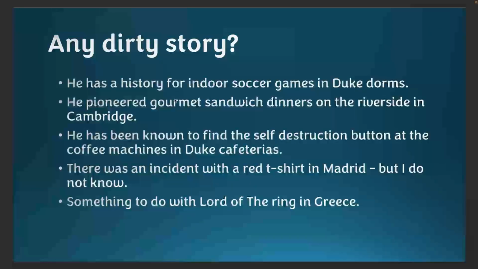There is only one, which is, I mean, if you look at the first one, he was playing the soccer games in Duke Dogs, but it's not very exciting. You brought some coffee machine in the cafeteria, apparently. I don't know what to do with the red t-shirt in my grade. I try to understand, but nobody says, what did you do with it?